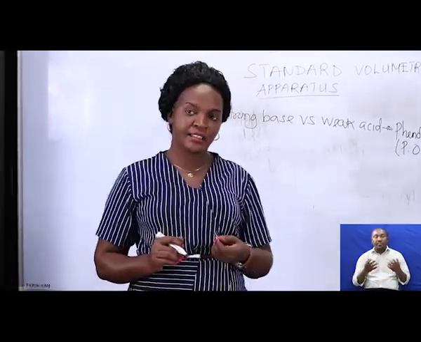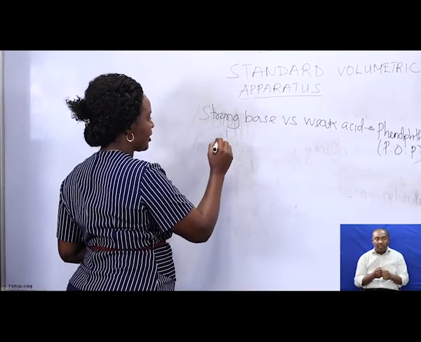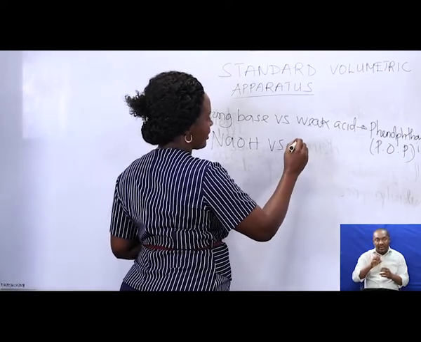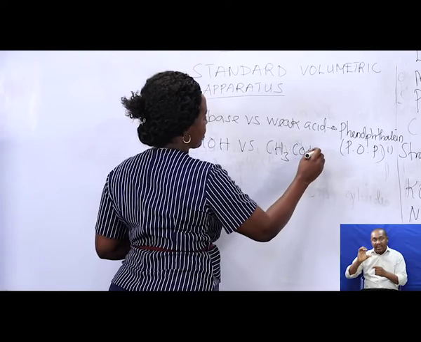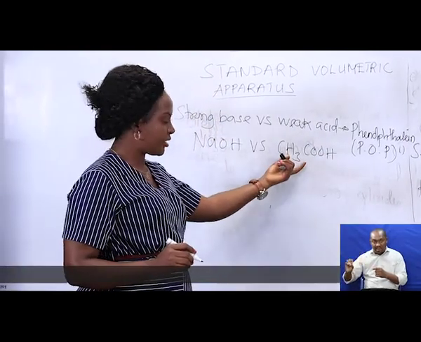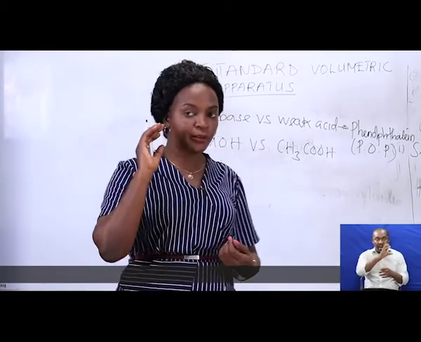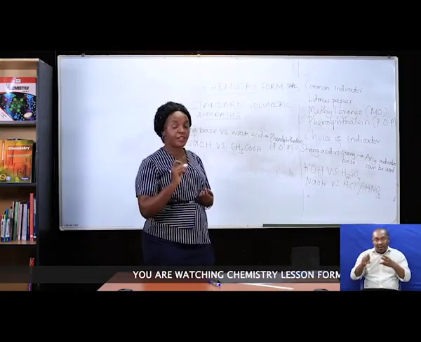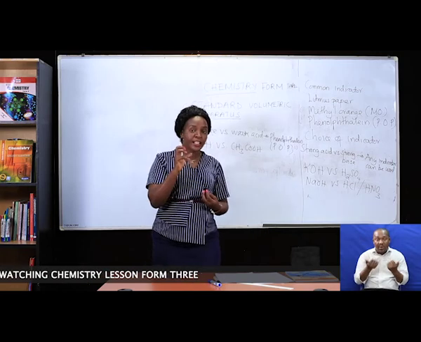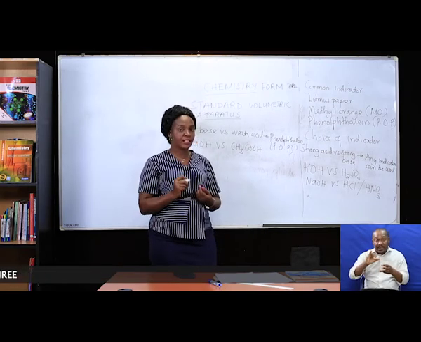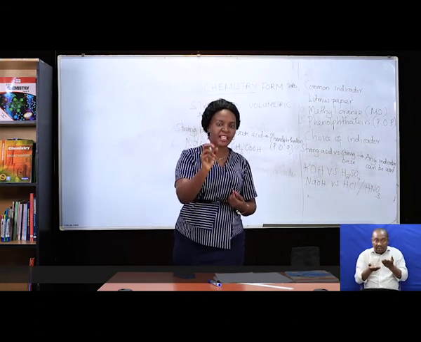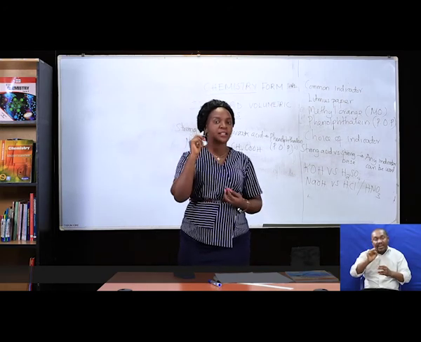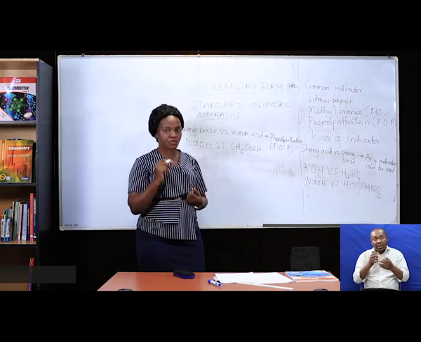What is an example of a weak acid? For example, if I'm titrating sodium hydroxide versus acetic acid, CH3COOH, that is acetic acid. Or if you are using carbonic acid, the favorable indicator will be phenolphthalein. The question is, why phenolphthalein? We are using phenolphthalein because phenolphthalein is acidic in nature. And since it is acidic in nature, it determines the hydroxide present within the base. That is why it is a favorable indicator used in case you are titrating a weak acid versus a strong base.